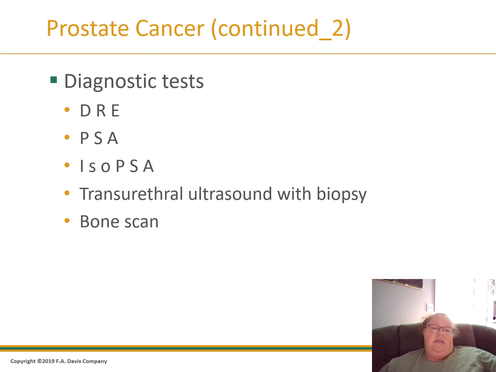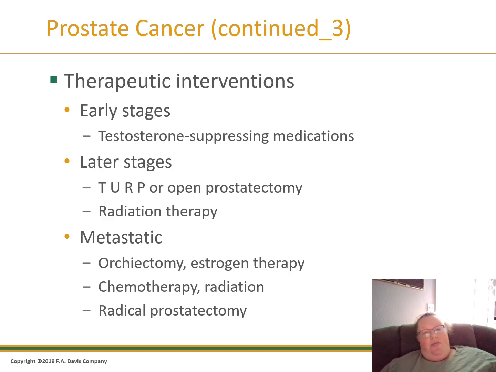Your diagnostic tests are your digital rectal exam, a PSA or ISO PSA, transrectal ultrasound with a biopsy, and bone scan. Your therapeutic interventions in early stages are testosterone suppressing medications. Later stages are a TURP or open prostatectomy and radiation therapy. Metastatic is orchiectomy or estrogen therapy, and then chemotherapy and radiation and radical prostatectomy are likely going to be happening.